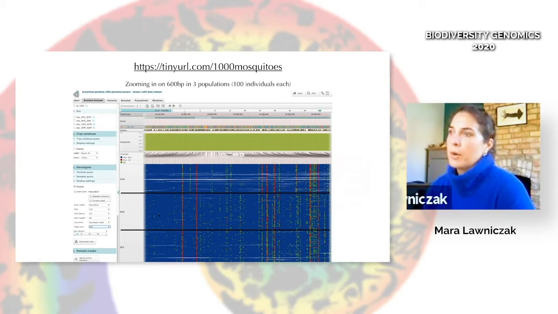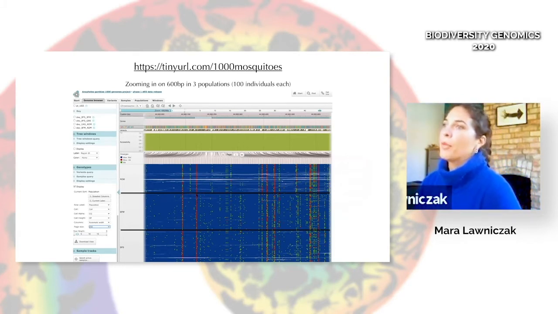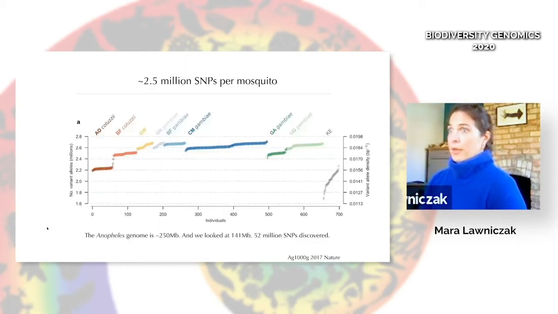Every green dot is a place where a mosquito is a heterozygote, and every red place is a place where it's fixed for the alternate allele. Both haplotypes suggest that it's diverged from the reference genome. So I hope what this gets across is there's a huge amount of variation segregating in these populations. And you can see that also here, where we were able to look at about 140 megabases of the 250 megabase genome, just because a lot of it is heterochromatic. We're not super confident that we can actually call variants there. And across these 140 megabases, we discovered 52 million SNPs. And each individual on average has between 2 and 3 million SNPs, which is pretty remarkable.